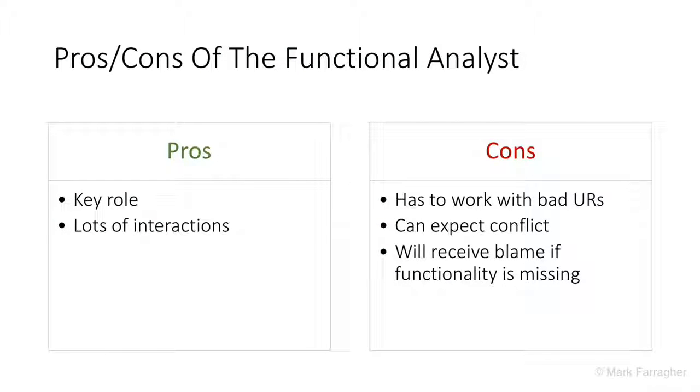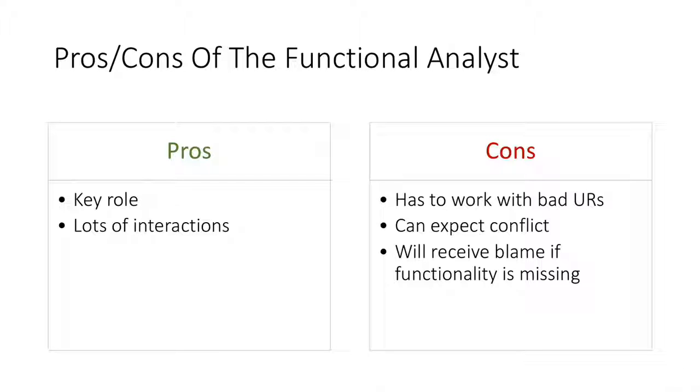The disadvantage of being a functional analyst is that you're going to have to work with really flaky user representatives, people who don't know what they want. People who know what they want, but when they explain it, it turns out to be self-inconsistent, or impossible to implement. You're going to have to deal with two user representatives fighting each other because they disagree with each other's requirements. You're going to see a lot of bad stuff, basically, and you need to be adept at handling that. So that's a con. You can expect conflict. There will be conflict. It's part of your job to be exposed to conflict and deal with it.